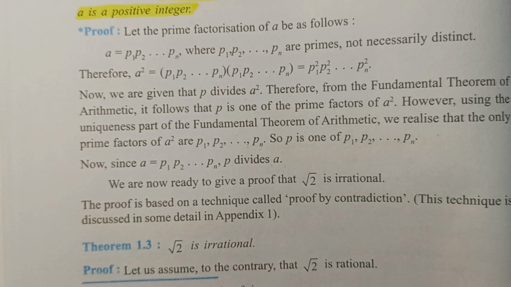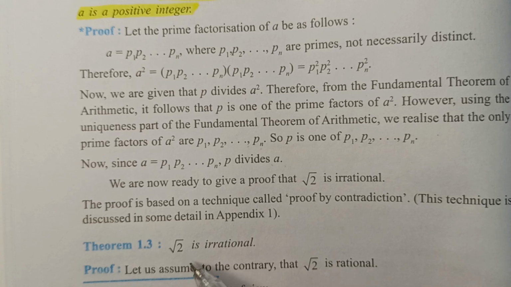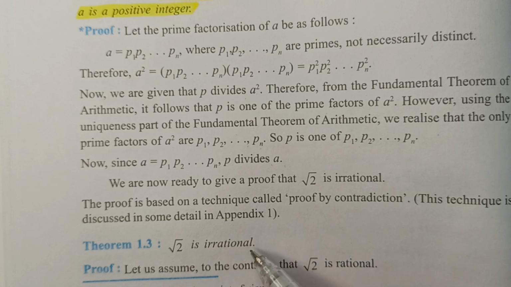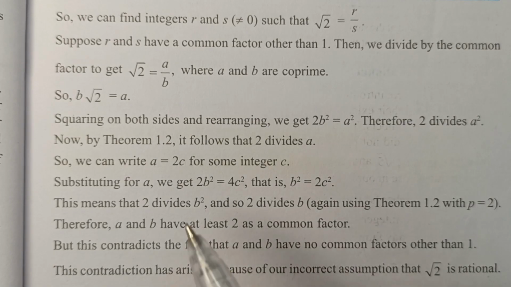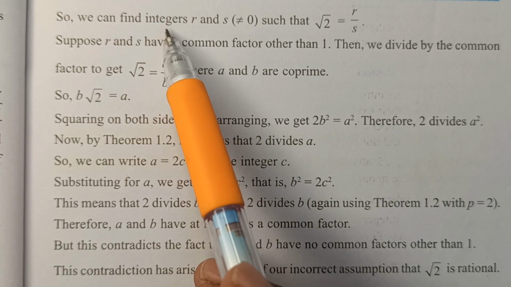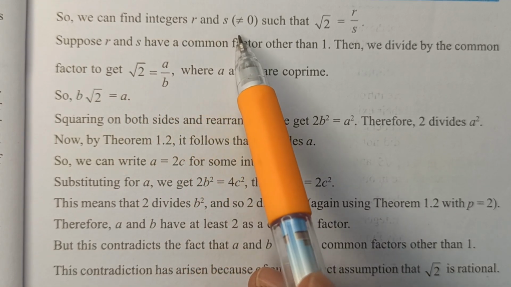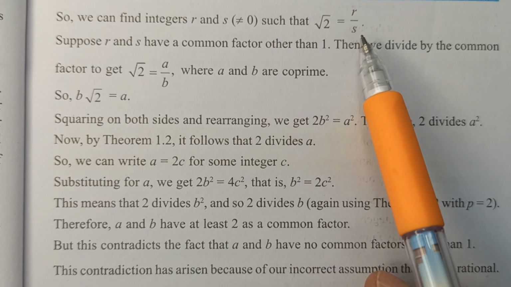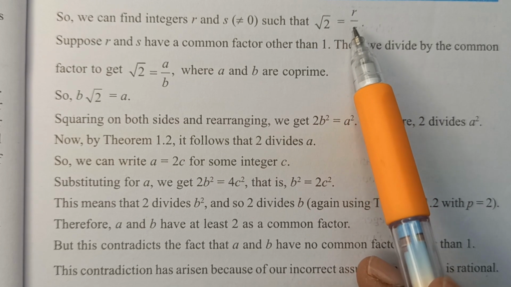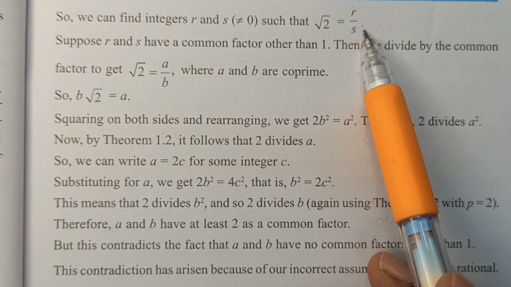In the textbook it is given as the theorem that square root of 2 is irrational. So they are going to prove how square root of 2 is irrational. For that we are going to assume, as a contrary, that is the opposite, that square root of 2 is rational. We can find integers r and s not equal to 0 such that root 2 can be written in the form of r by s. R by s is the rational number.